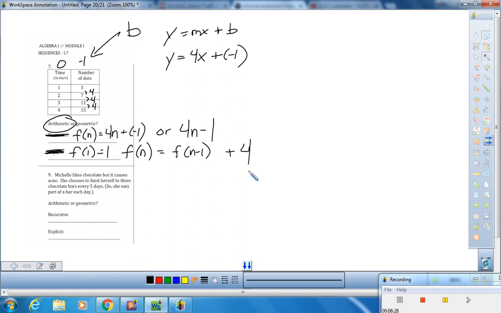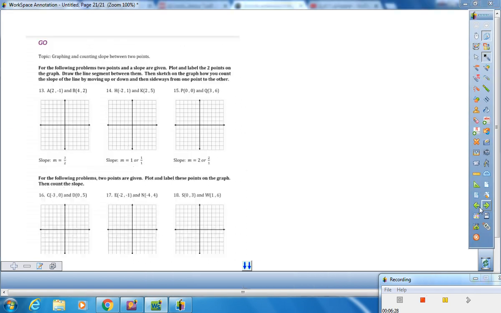Number 9, 3 chocolate bars every 5 days. So she eats part of the bar each day. How much does she eat each day? I'll skip 9. I don't even like that. I should have included the directions.